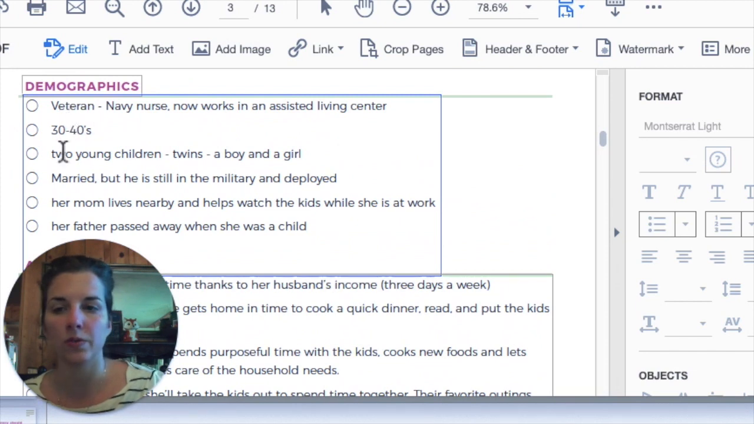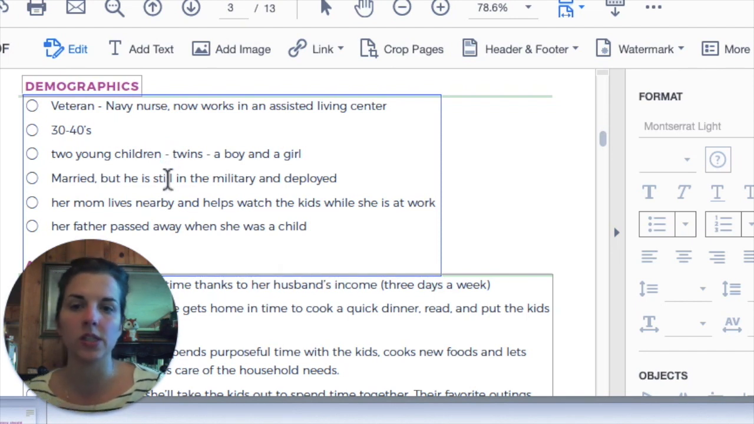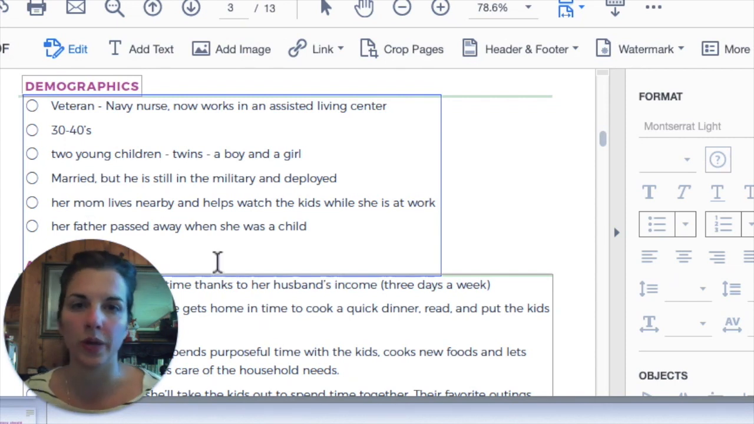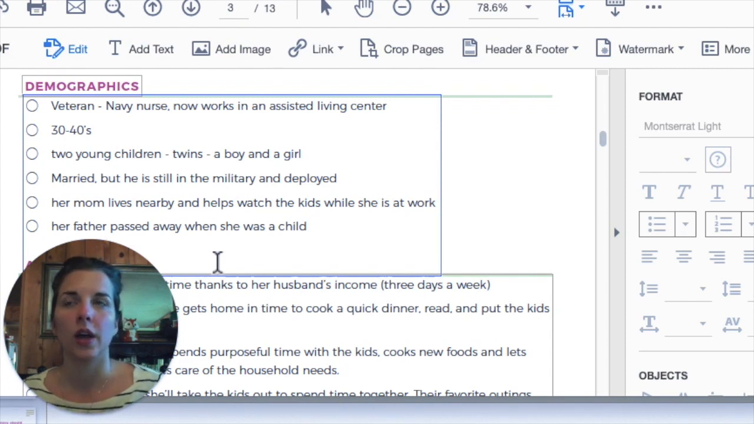She's in her 30s and 40s. She has 2 young children, twins, a boy and a girl. She's married, but he is still in the military and deployed. She still wants to feel close to her husband, even though he's not here. Her mom lives nearby and helps watch the kids while she is at work. Her father passed away when she was a child. Another reason why she wants to have a close relationship with those who are gone.